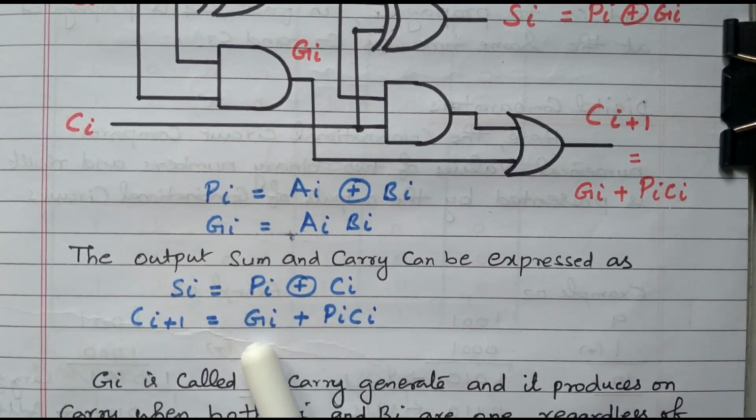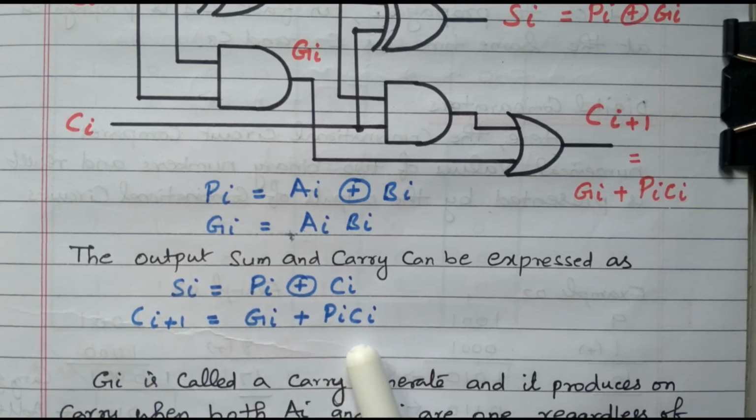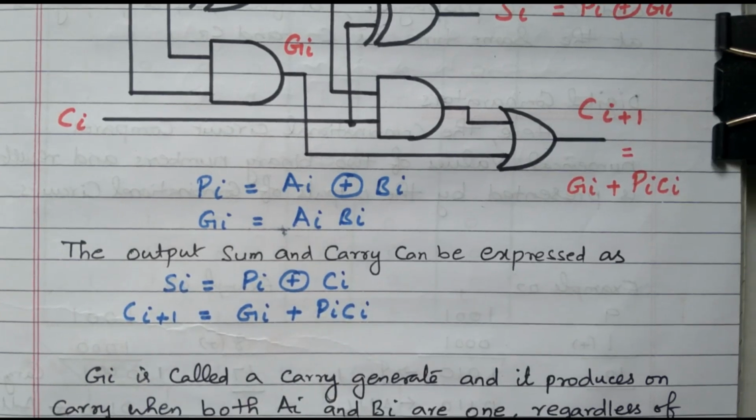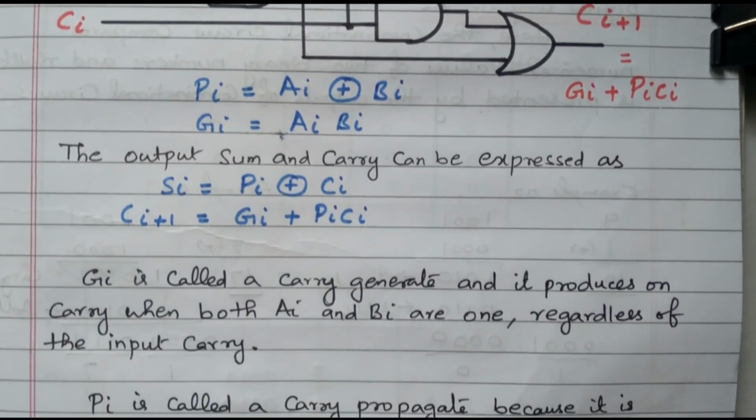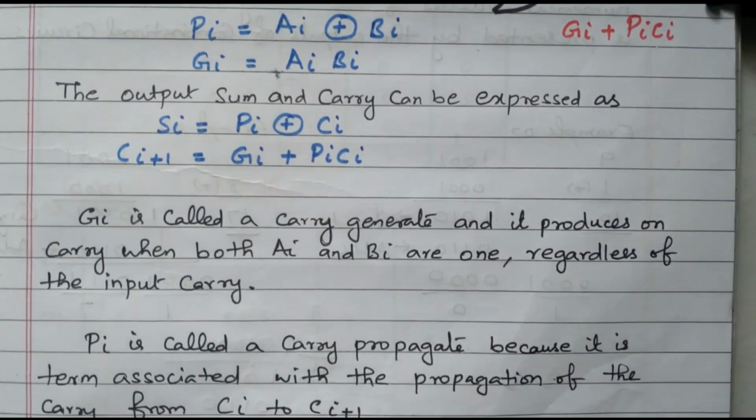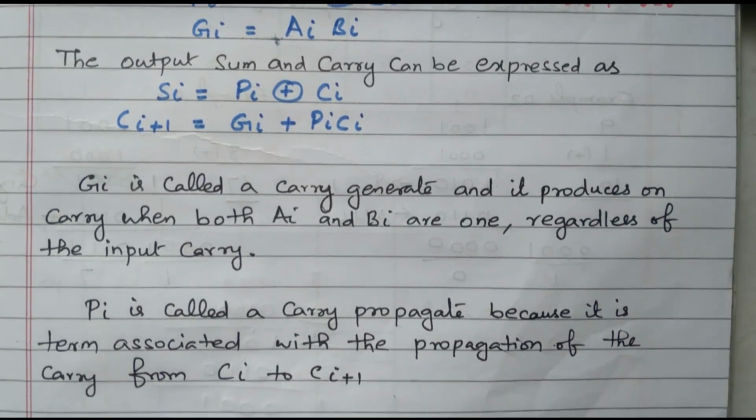Ci plus 1 is Gi plus Pi into Ci. Now we will see how it is generated. The carry is independent of the previous stage, that is C4 will be generated, C4, C3, C2 will be generated independently.